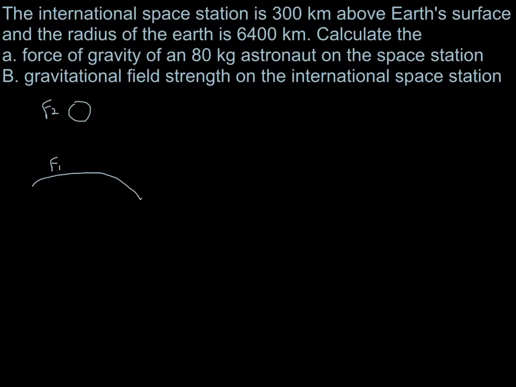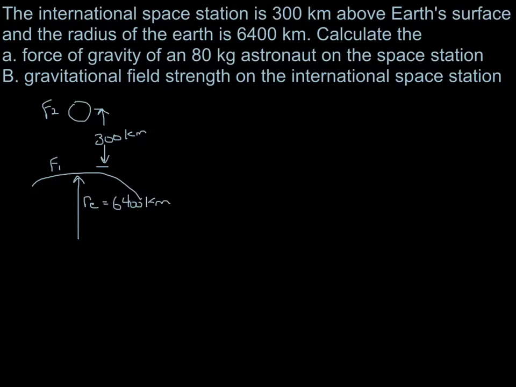We also know something about, here's the radius of the Earth again. And then this distance right here, we're told this time is 300 kilometers. We were given the radius of the Earth as well, 6,400 kilometers.